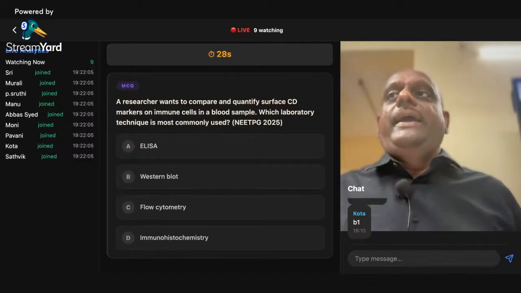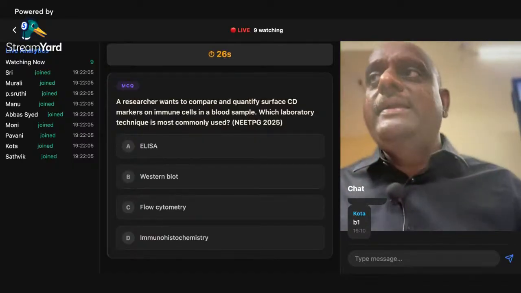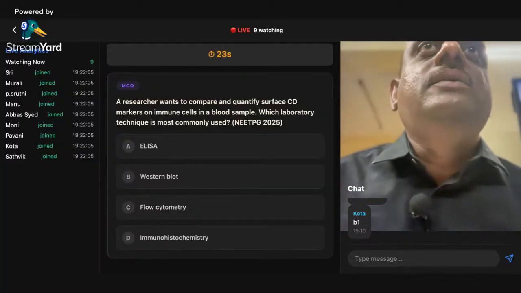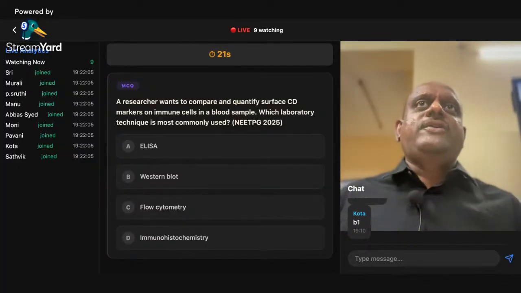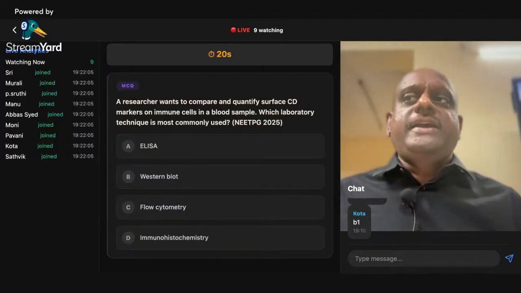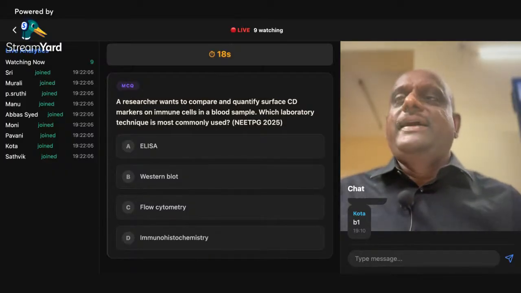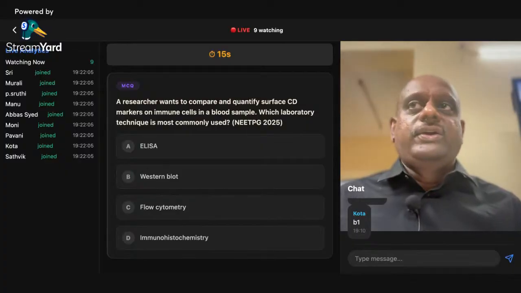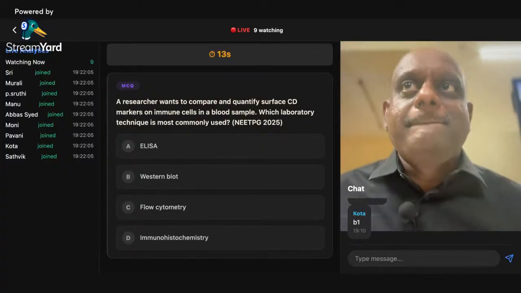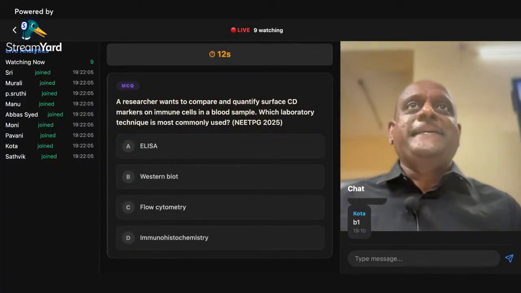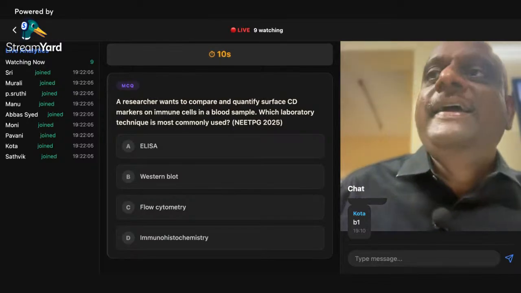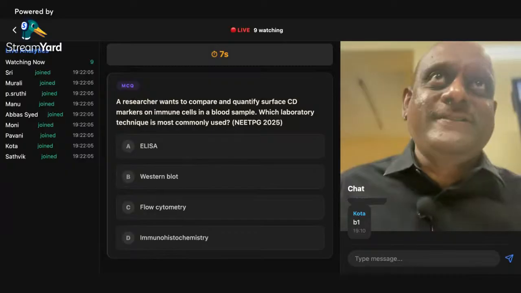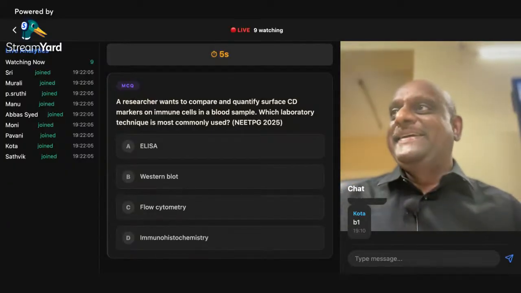Next, a researcher wants to compare and quantify the surface CD markers. What is the best test, doctor? Easy question. Very easy question. Srija, what is your answer? Flow cytometry? If you had said flow cytometry, I would have been happy.